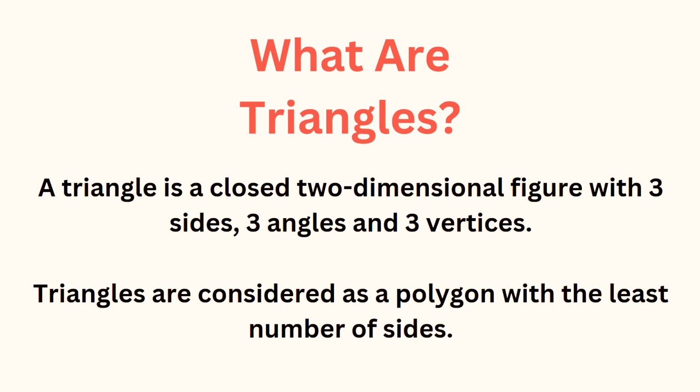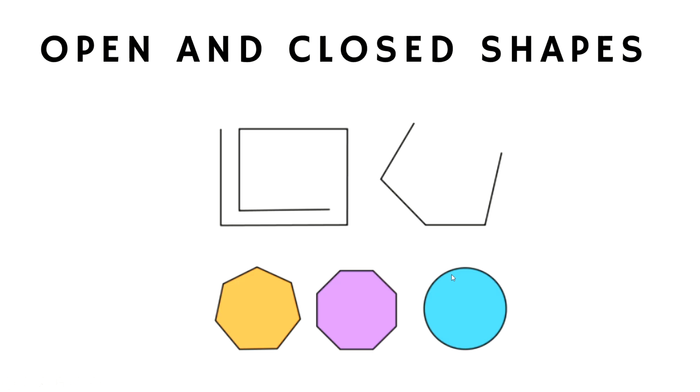Triangles are considered as the polygon with the least number of sides. It means that the first polygon is a triangle. And what do you mean by polygon? A polygon is a figure which is completely made up of line segments. In the previous example, the first shape is an open polygon because it is made up of line segments. The second one is also an open polygon because it is also made up of line segments.